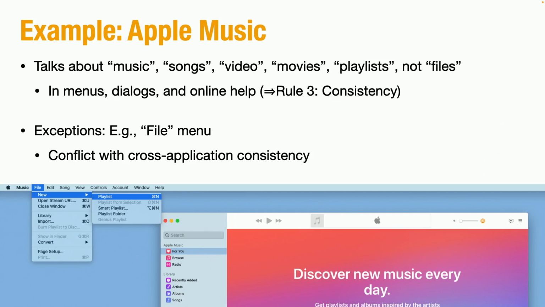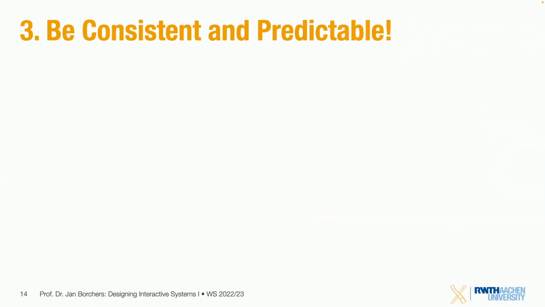It also deviated in some other points from it. For example, when you actually wanted to get to the MP3 file on disk that Music was storing for you, that was then called a file. But in other cases, it was just music, etc. And this doesn't just apply to the menu bar, right? It also applies to things that you find in the main window, that you find in your online help, in dialogues, etc. So that's also about consistency. So good idea. Now moving on to rule number 3, consistency and predictability.